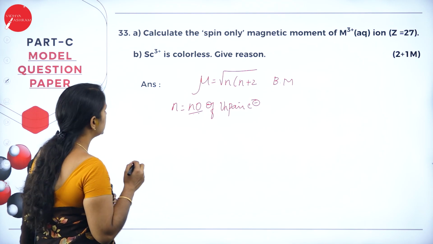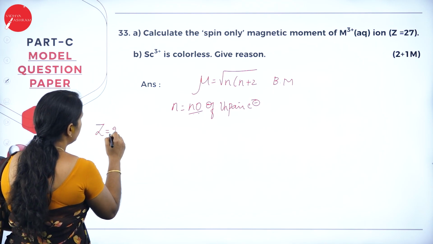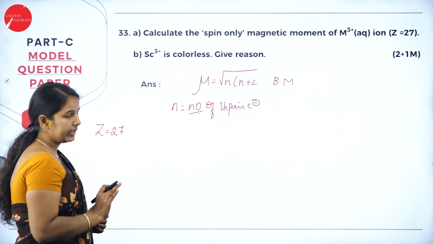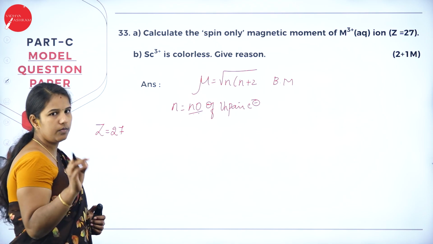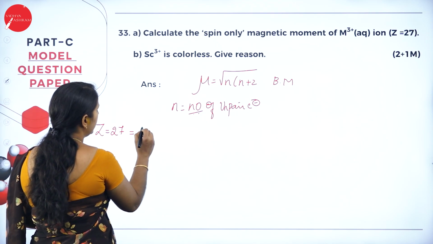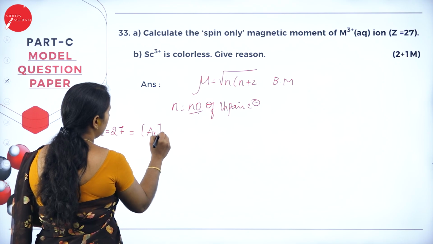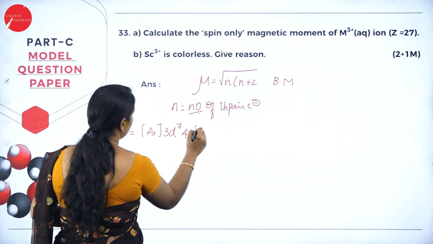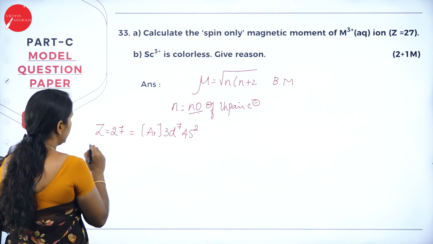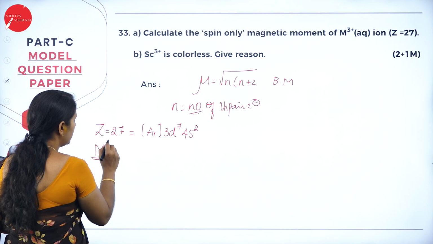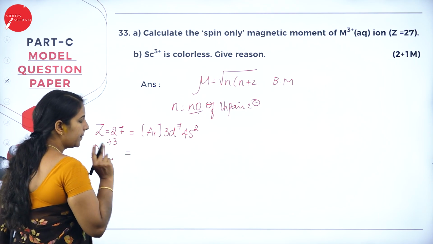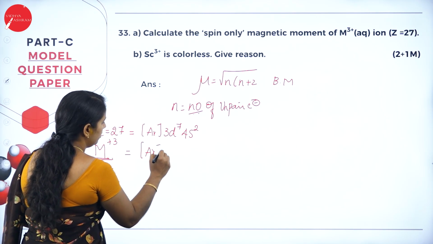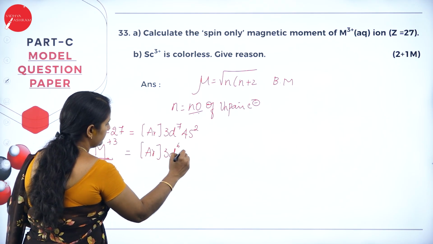So now how do you find out the number of unpaired electrons? They have given Z is equal to 27, and we must know that 27 is nothing but your cobalt. Correct? And how do you write the electronic configuration? Argon 3d7 4s2. So here they are telling that the metal ion is in a plus 3 oxidation state. Plus 3 in the sense it loses 3 electrons. So you will write argon 3d6 4s0.